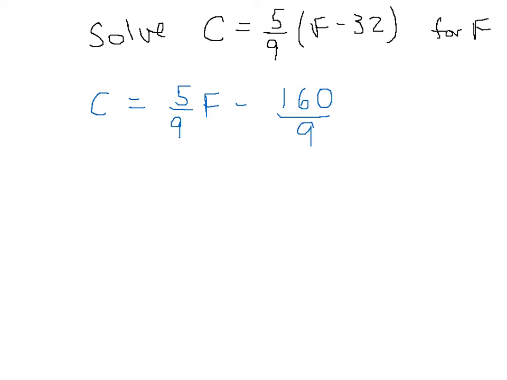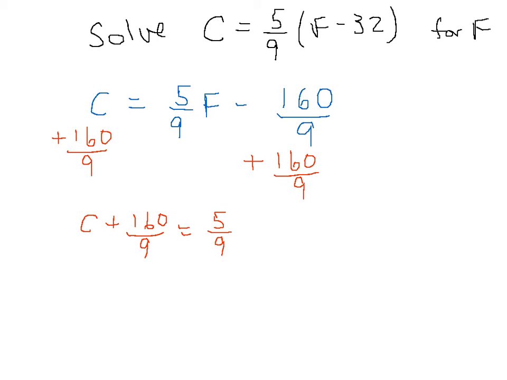So I want to get f by itself, which means that I want to get rid of this 160 over 9. So to get rid of that, I just add 160 over 9 to each side. Now I can't add c and 160 over 9, so that just gets written as c plus 160 over 9 is equal to 5/9 times f.